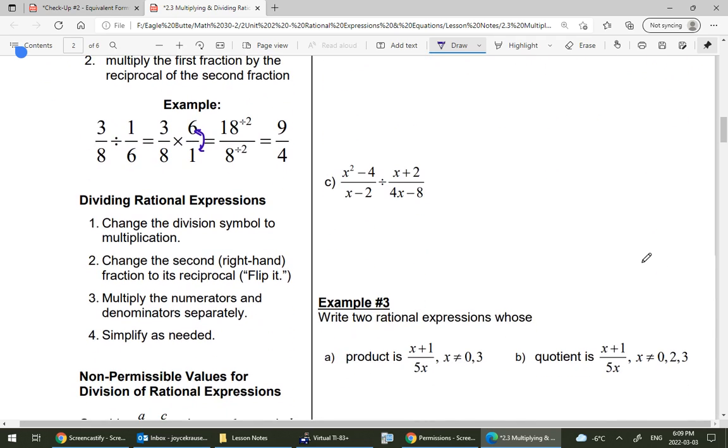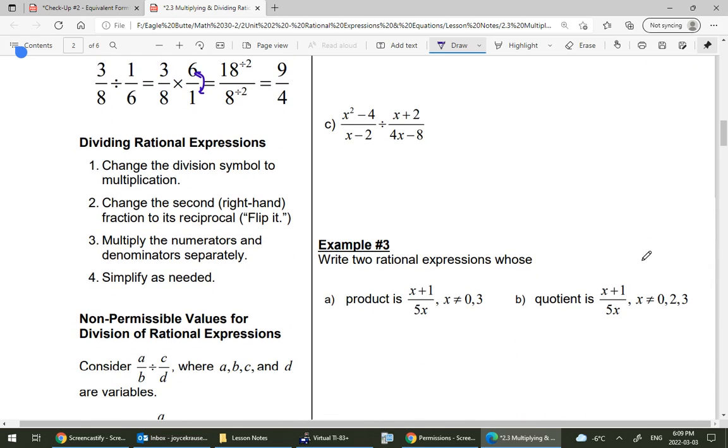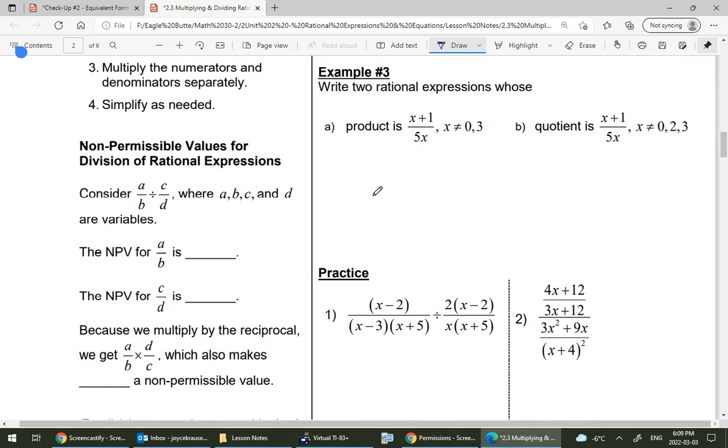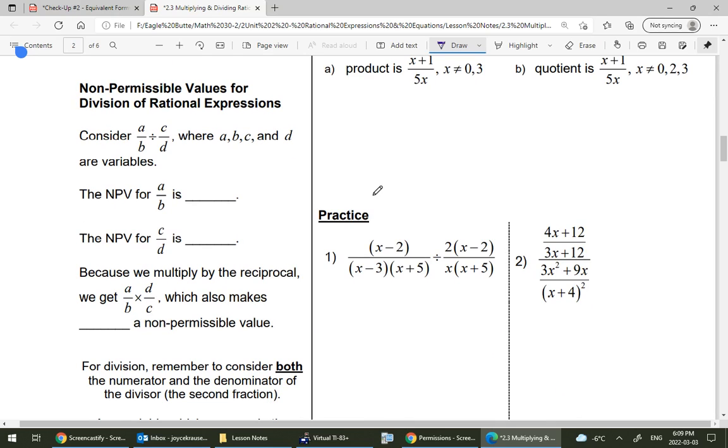Now, that is very much the same when we're looking at rational expressions. However, it does have an impact on our NPVs. So if you remember a while back, I talked about our NPVs, all we care about is the denominator, and that's still true. But because we are multiplying by the reciprocal, what's going to happen is that second expression, that second term, when it flips, is going to change which term was in the denominator. So when I have a over b divided by c over d, that then becomes a over b times d over c. These two are going to flip.